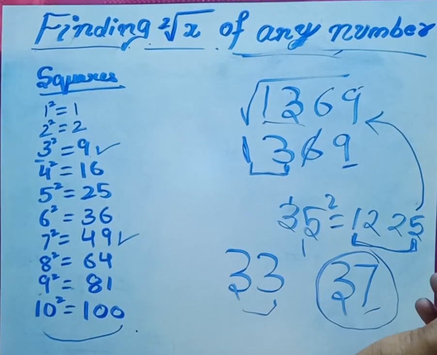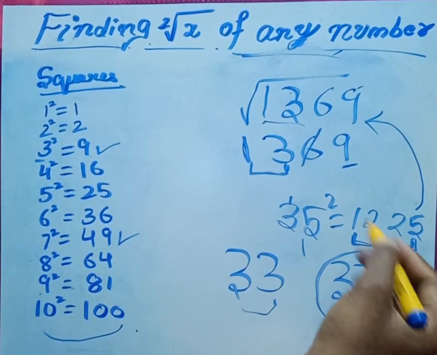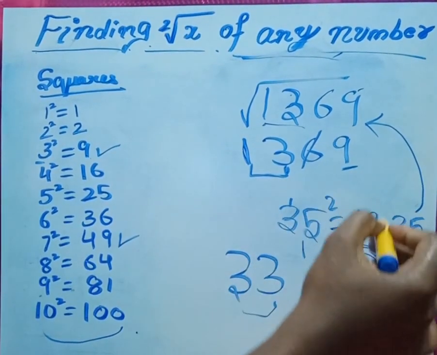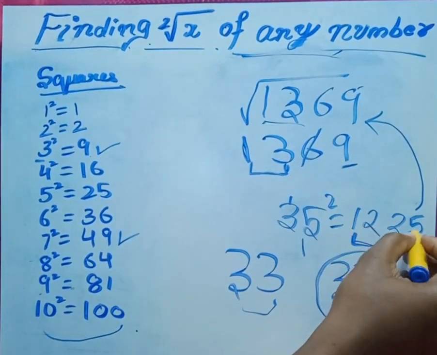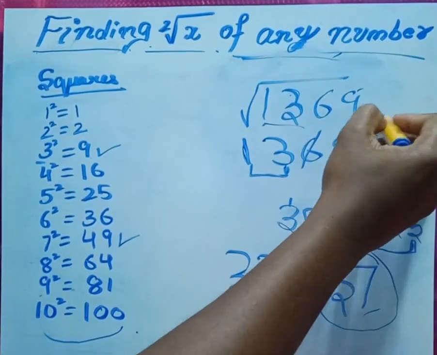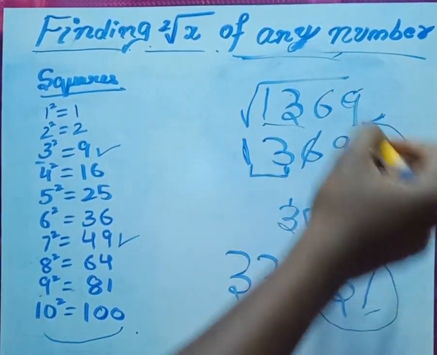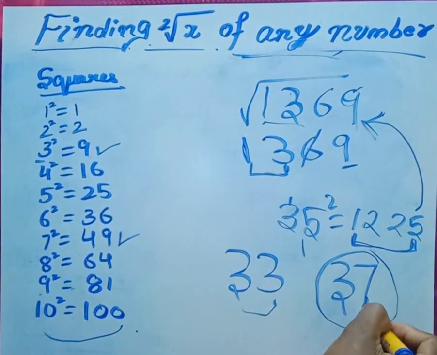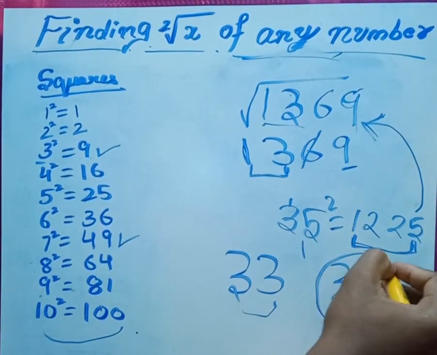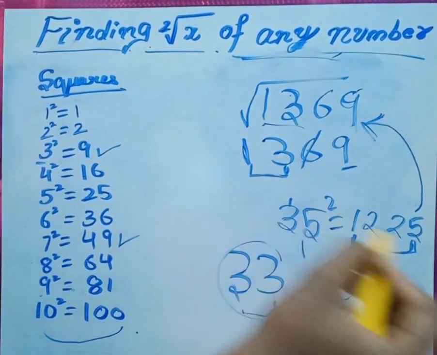Just if it is confusing, let me tell you guys, you can see if the resultant number, if the middle number square is less than the problem, the greater number will be the answer. If it is greater, the smaller number will be the answer.